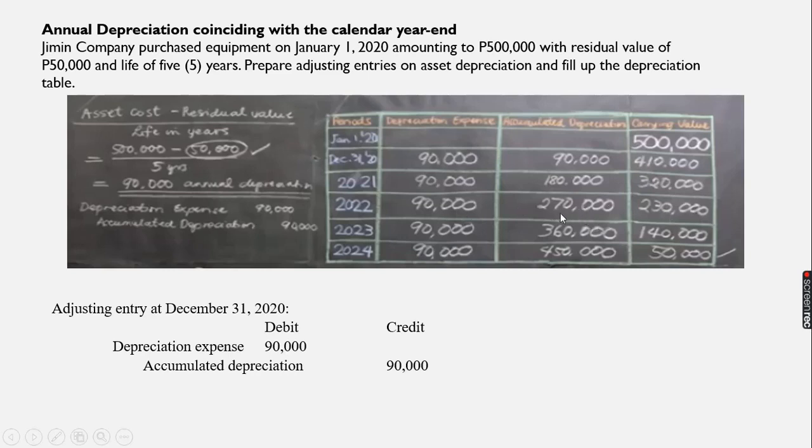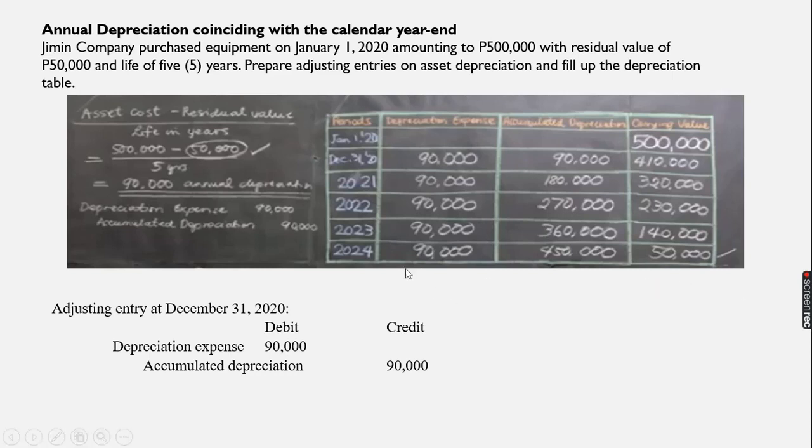And then, pag 3 years na siya, ang accumulated depreciation niya is, i-multiply mo lang kung ilang years. So, 90,000 times 3, makukuha natin yung 270. Tama? Okay, sa year 2023, may 90,000 na naman siya. So, 230 less 90,000, makuha natin yung 140. And then, paano natin nakuha yung 360 na accumulated depreciation? I-multiply mo lang siya sa 4 years. Kasi pang 4th year na niya, di ba?